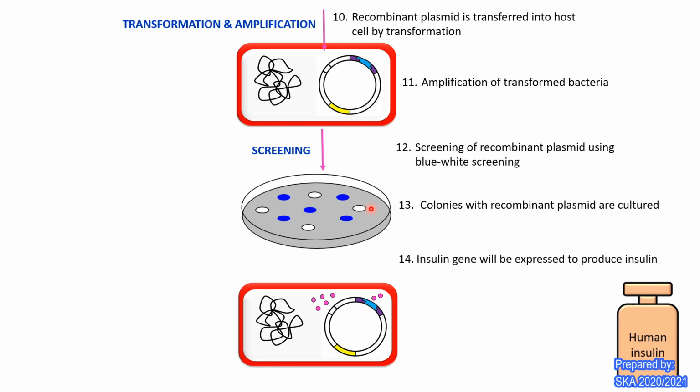Next, insulin gene will be expressed to produce insulin. So this is the insulin. Lastly, human insulin will be extracted and purified from the E. coli. So this is the product of the human insulin. So we already finished for this production of human insulin using cDNA.